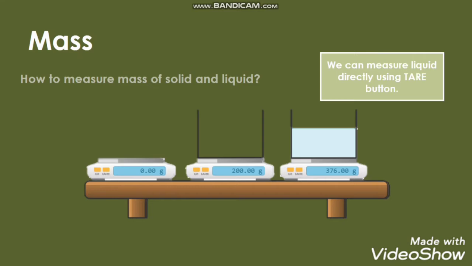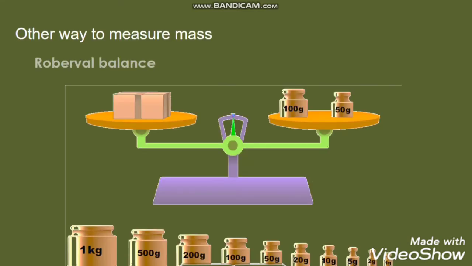There is another instrument to measure mass. It's the rubber balance. But in this case, I can't measure the mass of the liquid directly. There is no tare button. I have to subtract the mass of the empty container from the mass of the filled container. So here's the difference: the scale balance allows me to measure liquid directly.